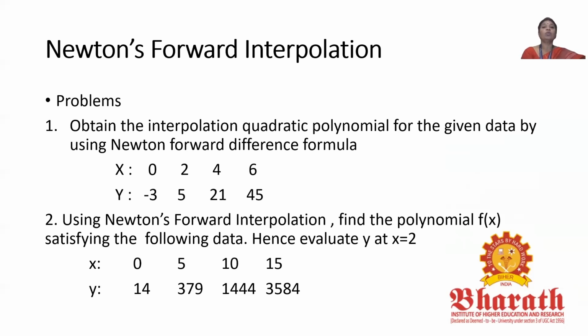Now next, using Newton's forward interpolation, find the polynomial f of x satisfying the following data. You are asked to find the value at x is equal to 2. In the previous problem, you are not asked to evaluate the value of y. You can just form a quadratic polynomial. So here, after finding the polynomial, you have to evaluate y at x is equal to 2. Like the previous problem, if you give the value of x as 2, you will get the answer.